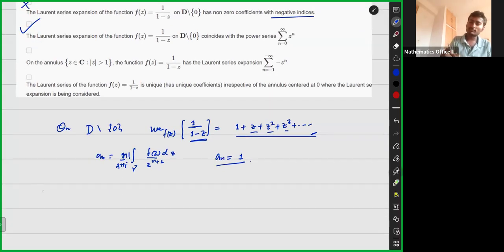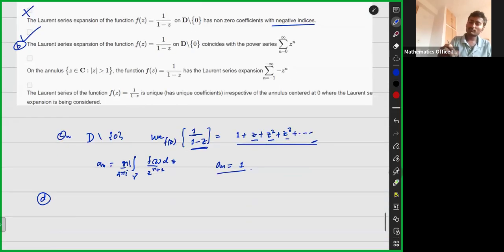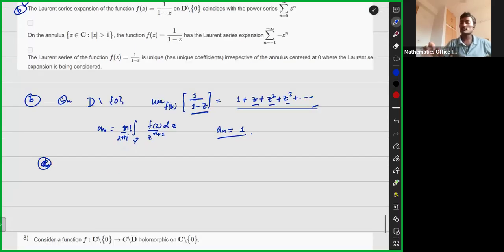Part D. Now, on an annulus, where modulus of z is strictly bigger than 1, the complement of the closed unit disc, the function 1 by 1 minus z has a Laurent series expansion where all the coefficients are -1. Okay, let's see.